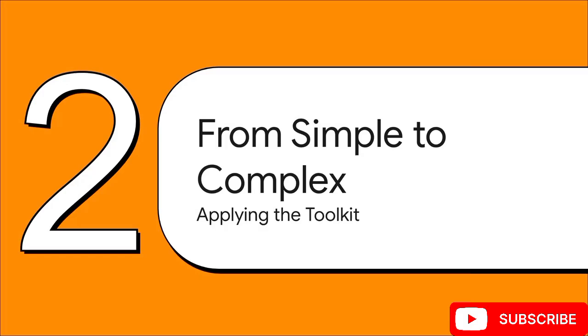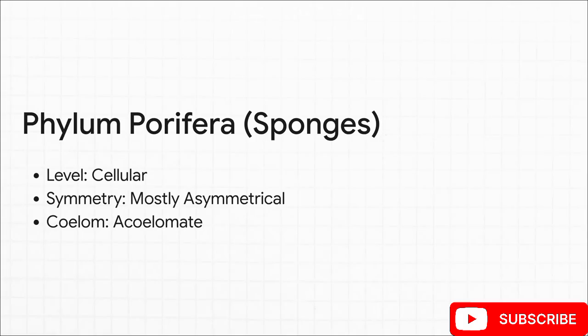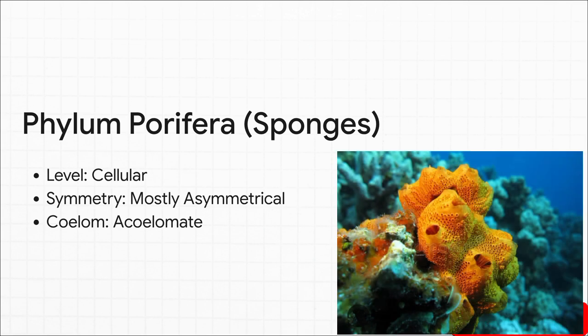Okay, so we've got our 3 tools: level of organization, symmetry, and the column. Now for the fun part. Let's put them to work and see how they help us build the tree of life, starting from the very, very simplest branches. We're going to start at the very base of the tree with phylum Porifera. You know them as sponges. So let's apply our toolkit.